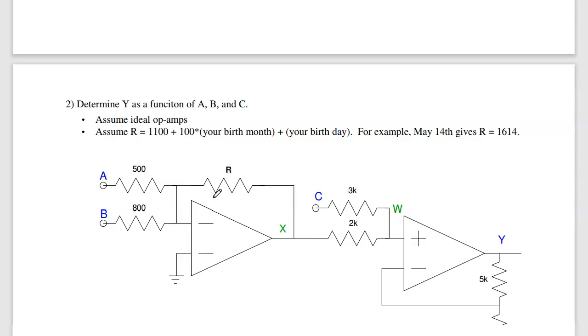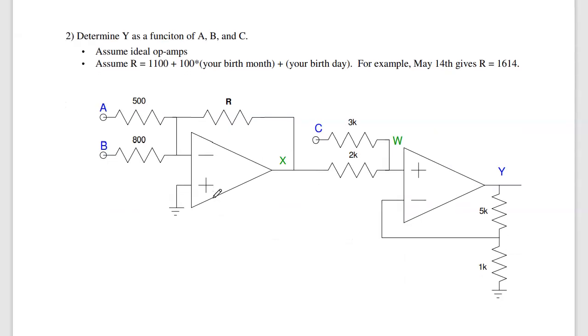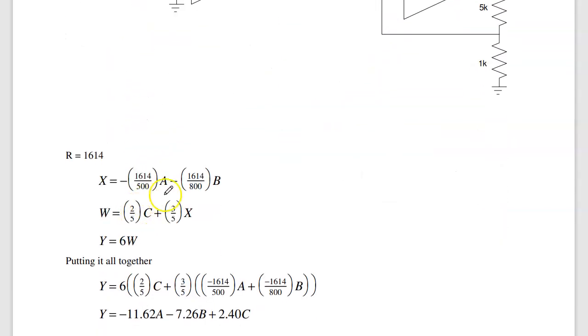Problem number 2. Find y as a function of a and b. So to do this, the trick is to recognize the different circuits. This right here is an inverting summing amplifier. So I know x is minus r over 500 times a minus r over 800 times b. Gives you the first equation.